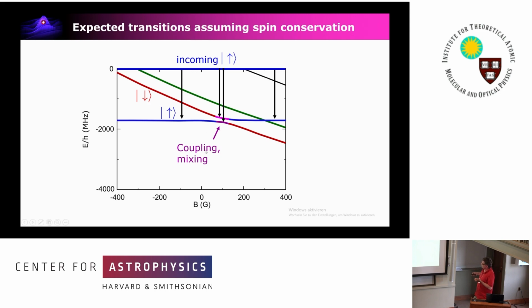But if you are at a magnetic field where you have this crossing, now you can populate both states, the upper one and the lower one. So let's look at what the experiments say. We kind of zoom into this here.